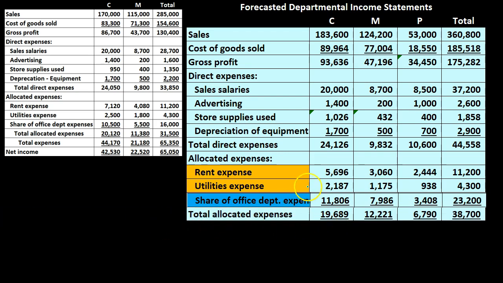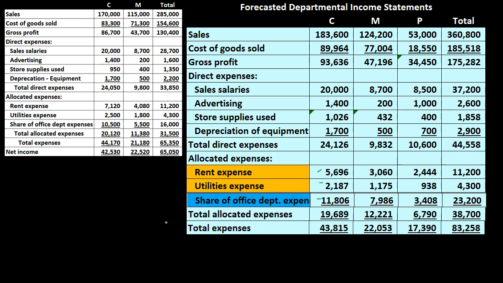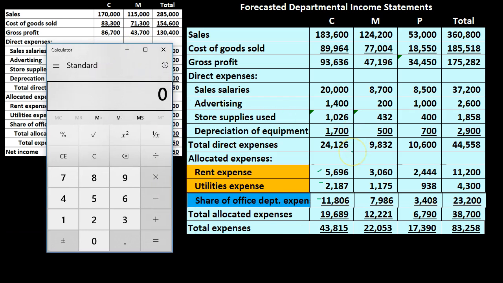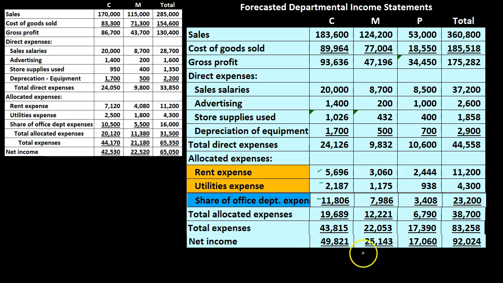Then we got the total allocated expenses, which is this plus this plus this all the way across for C, M, P department and the total. That'll give us the total expenses. The total expenses being the direct expenses, so we've got the 24,126 plus the 19,689 and the allocated or indirect expenses for the 43,815, and then we'll get to the net income, that being the gross profit 93,636 minus the expenses of the 43,815 for a 49,821 on our net income. And again, that applies out all the way across C, M, and P and the total.